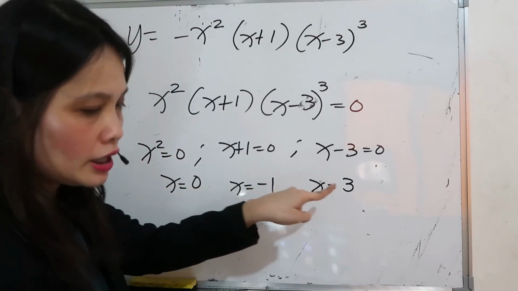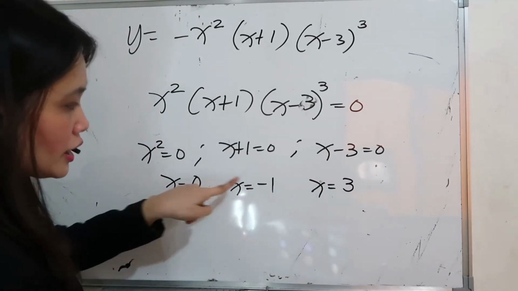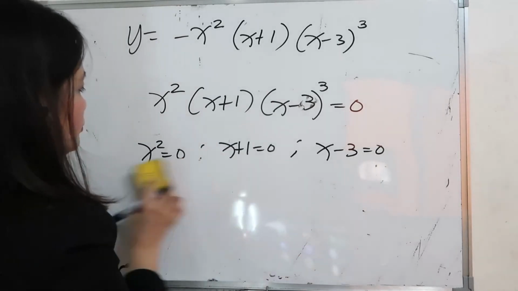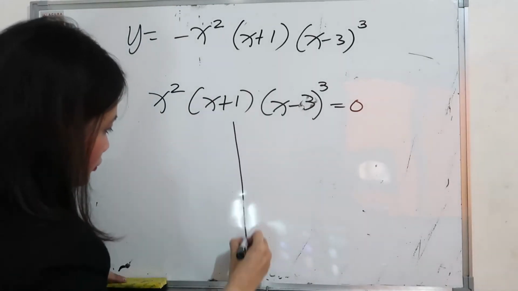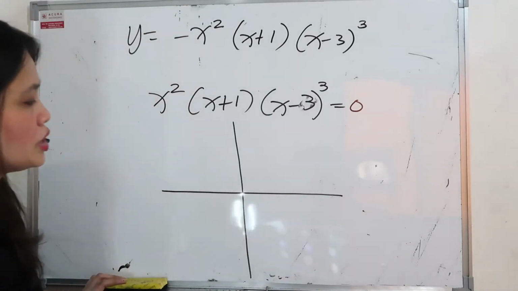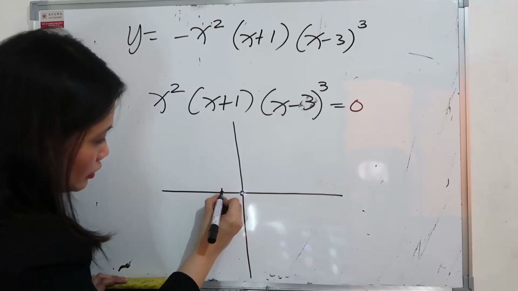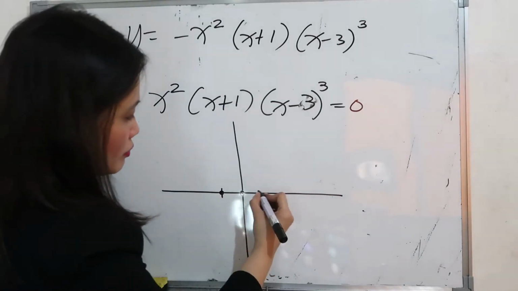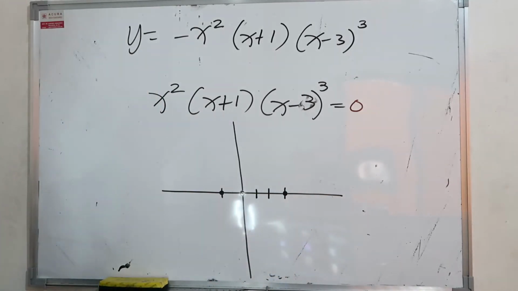So we need to plot these: 0, negative 1, and positive 3. Try to remember that one. So here we go. We have 0, and then we have negative 1, and then positive 3: 1, 2, 3.